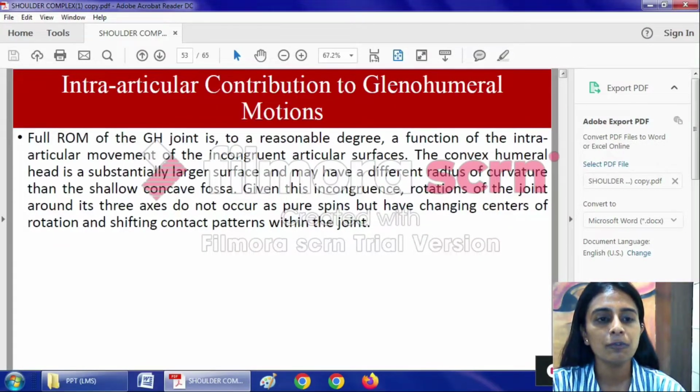Full range of motion of the GH joint is to a reasonable degree a function of the interarticular movement of the incongruent articular surfaces. The convex humeral head has a substantially larger surface and may have a different radius of curvature than the shallow concave fossa. Given this incongruence, rotation of the joint around the three axes does not occur as pure spin but has a changing center of rotation and shifting contact pattern within the joint.